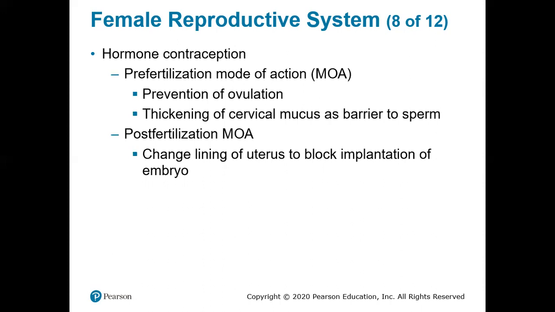Pre-fertilization mode of action, or MOA, is prevention of ovulation and thickening of cervical mucus as a barrier to sperm. Post-fertilization MOA, or mode of action, is changing the lining of the uterus to block implantation of the embryo.